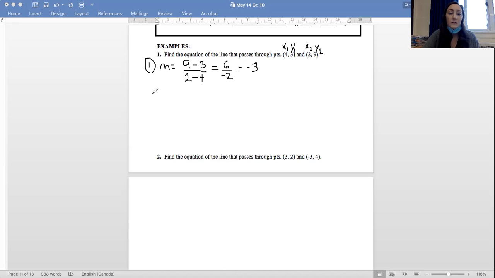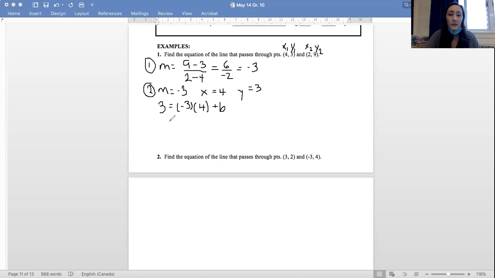Now we're going to do the same thing we did previously. We know that m is equal to -3. You can use either of these two points to find the y-intercept. It doesn't matter which one. I'm just going to go with the first one. So we know that x is 4, y is 3. You're going to plug it into your y equals mx plus b. So y is equal to 3, m is equal to -3, x is equal to 4, and we don't know b.